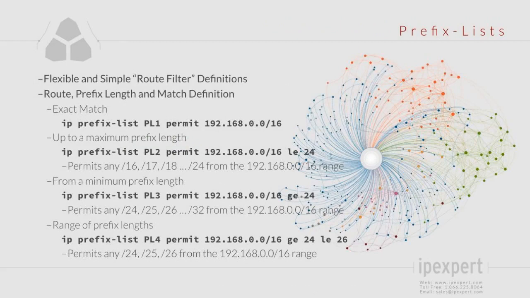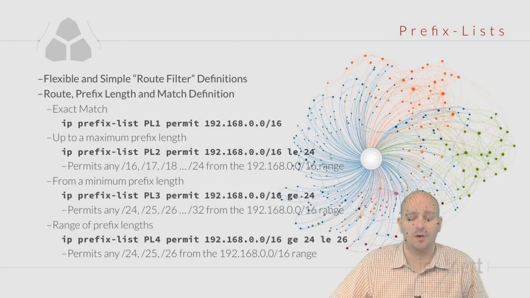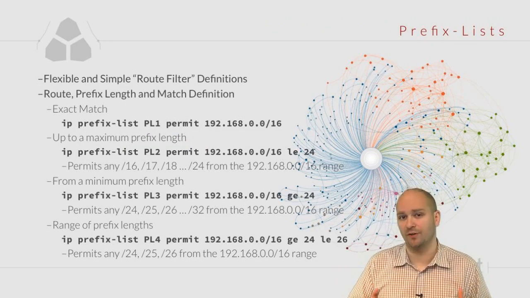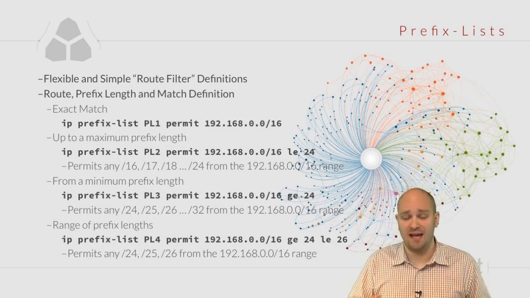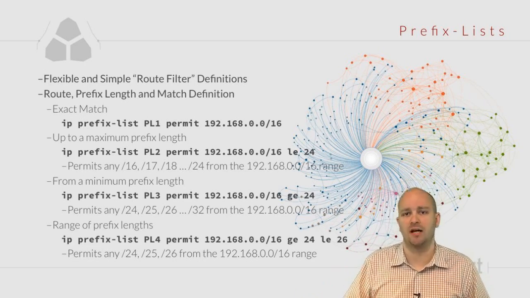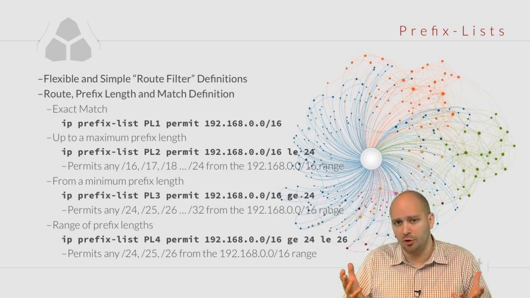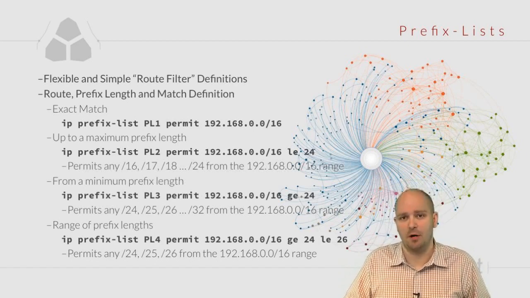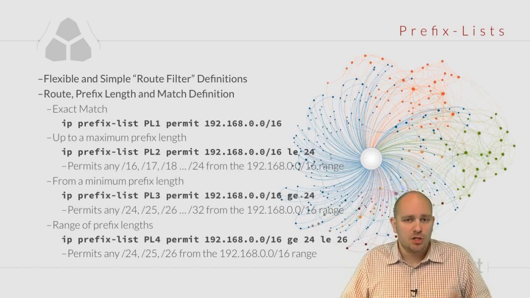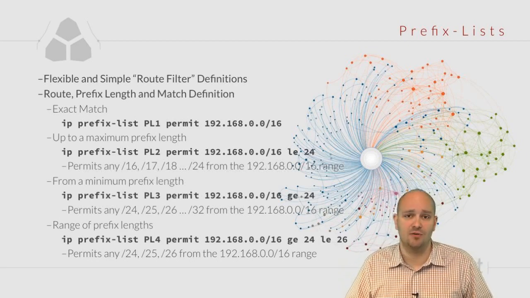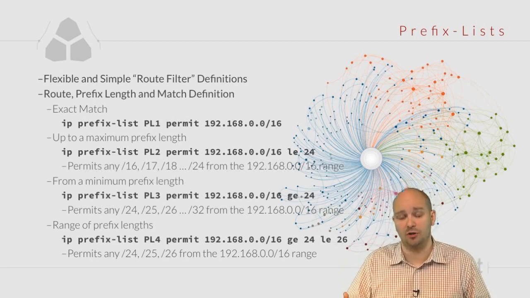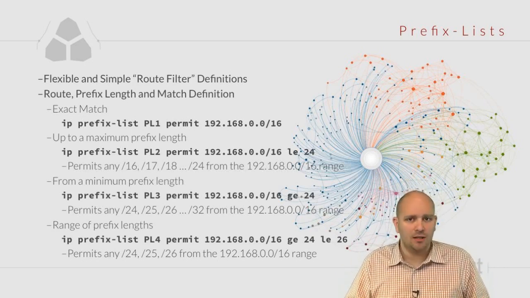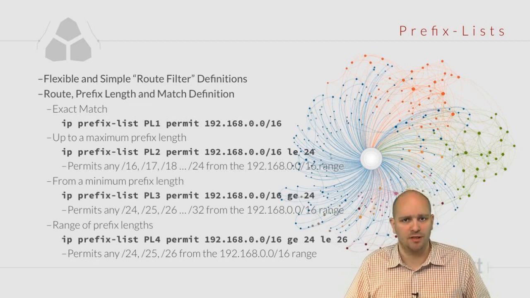Prefix lists give us flexible and simple route filter definitions. Now, what do I mean by route filter definitions? Sometimes we have certain routes that we want to advertise to certain neighbors, regardless of the protocol, and some of the routes that we would have been advertising to this neighbor, we do not want to advertise. So somehow we have to identify these routes and we have to configure our routers to not advertise these routes, or to filter them out.